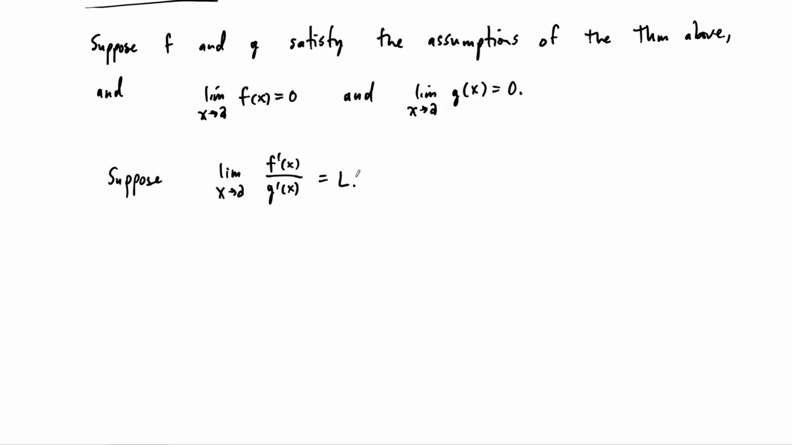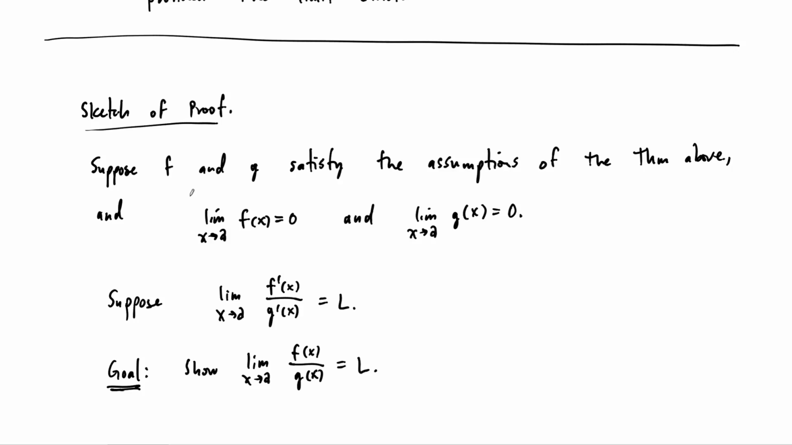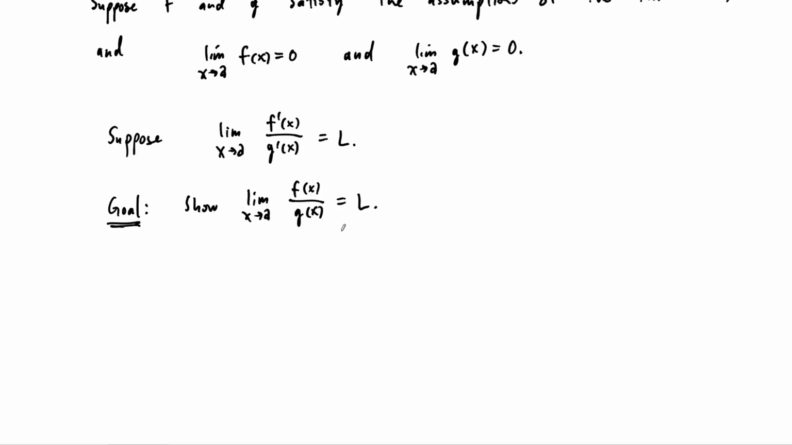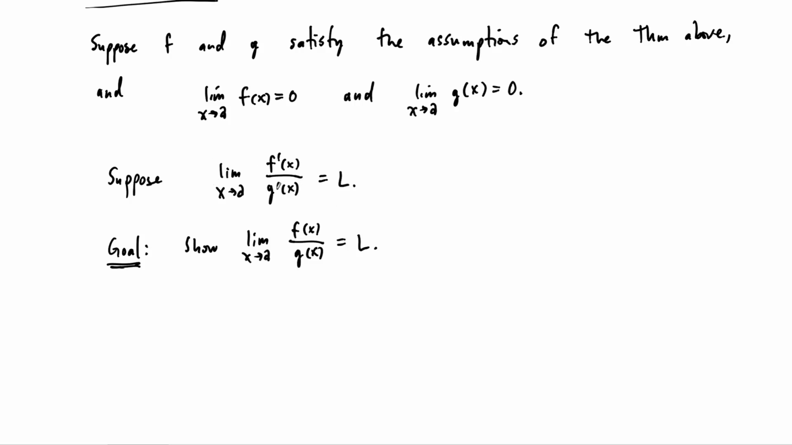If we suppose that this equals L, then our goal is to show that the original limit, as x approaches a, of the ratio f of x over g of x, without the primes, equals L. In some sense this is the original limit that we were asked to compute. I'm not assuming that; I'm saying that's where we're headed, so this is kind of a sketch of the proof. I'm telling us what we want to do. So we want to work with this one then, right?